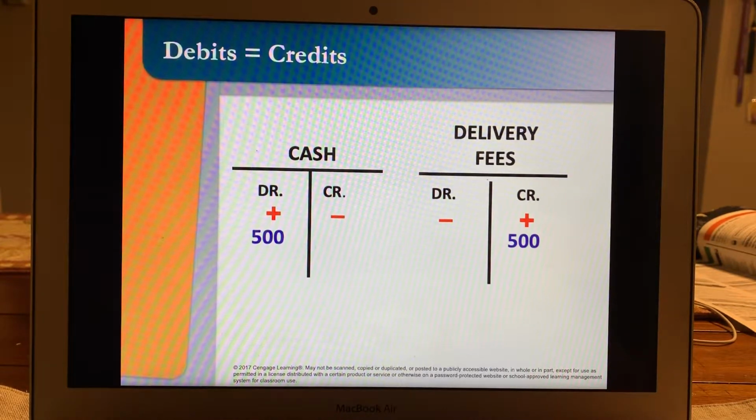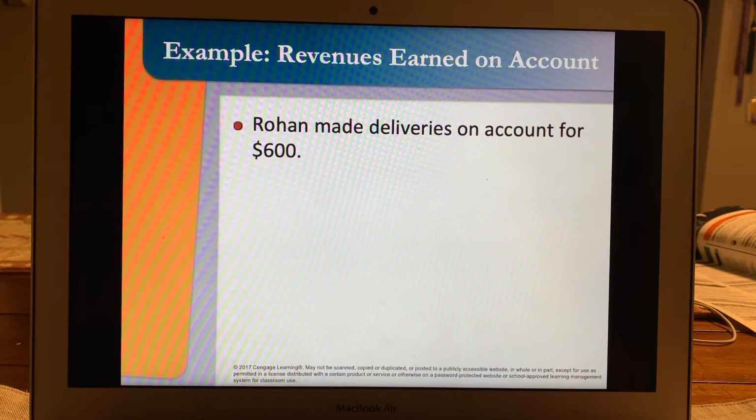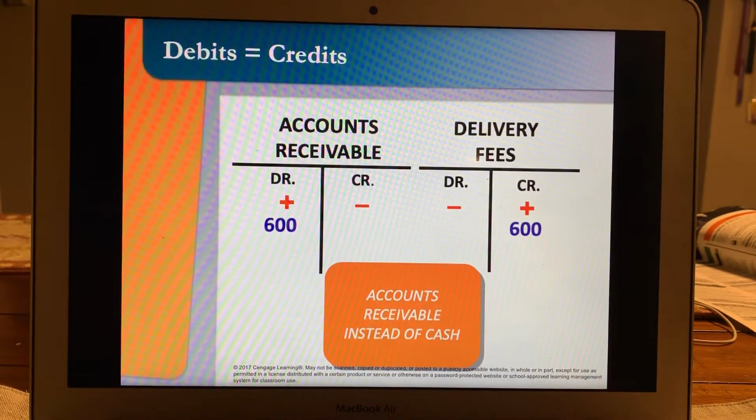So this is what it looks like on our T account. So the next one, Rohan made deliveries on account. This time he made revenue again, but we're collecting a different type of asset. We're not collecting cash, we're actually putting it into an accounts receivable account. So accounts receivable increased by 600 and our delivery fees went up by 600, okay?